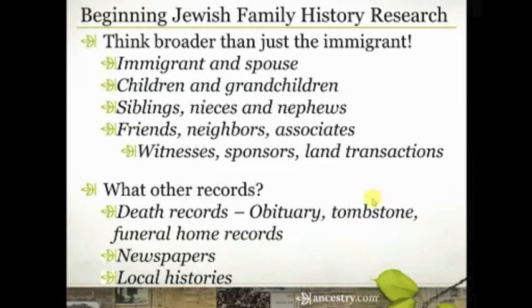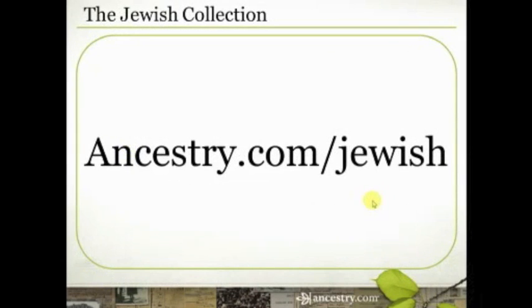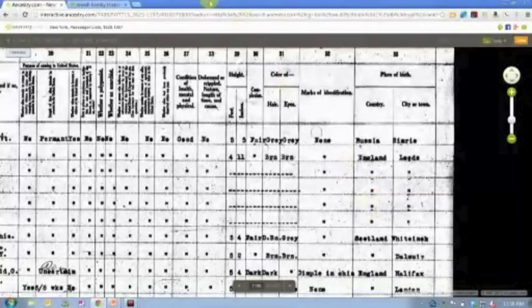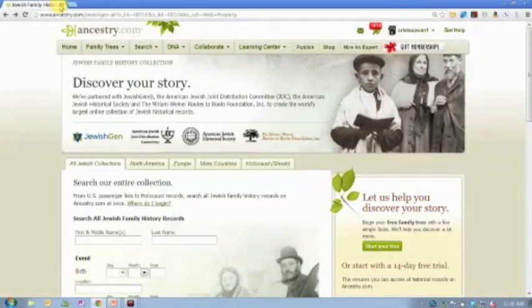Now, let's spend our last couple of minutes here just talking specifically about the Jewish collection on Ancestry.com. We have a landing page specifically for Jewish family history research. You get to it by going to Ancestry.com/Jewish. I'm going to show it to you here in just a minute, but just want to make sure you have that URL. Simple, Ancestry.com/Jewish. It will take you to a landing page that looks like this. It is a way for you to search Jewish-specific record collections on Ancestry.com.